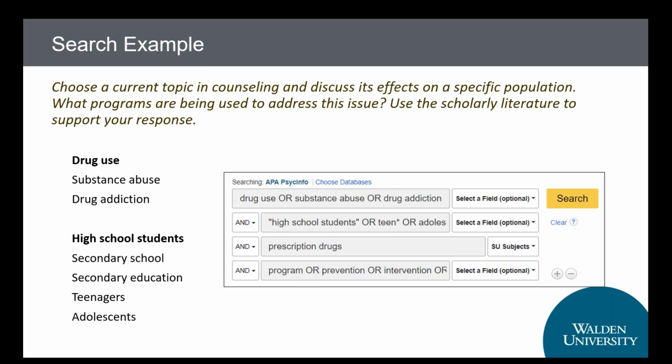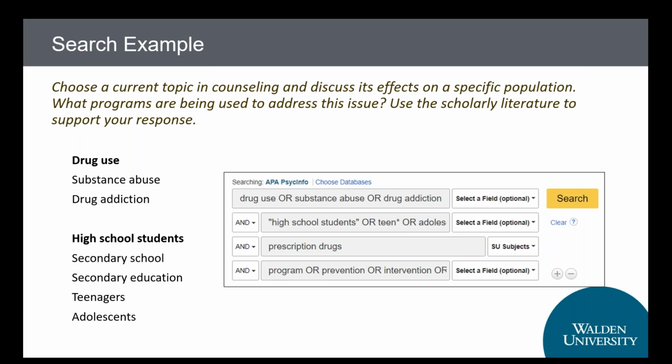Choose a current topic in counseling and discuss its effects on a specific population. What programs are being used to address this issue? Use the scholarly literature to support your response. So the first step in that list of 8 is to make a list of your main ideas. You'll see the 2 main ideas there. We chose the current topic of drug use and the population of high school students.